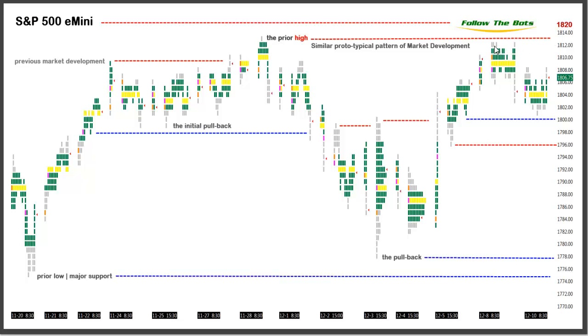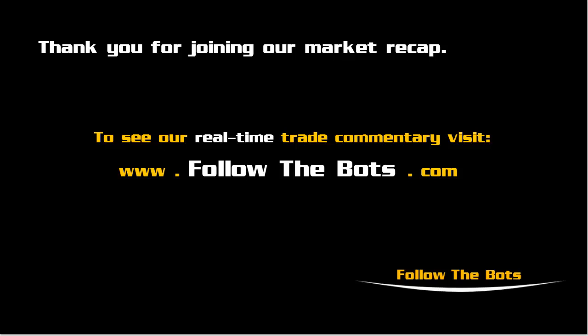Therefore, we will be paying close attention to the order flow events that are associated with the retest of the multi-year high. If the S&P fails to auction back to the multi-year high and pulls back down again to retest today's low, the probability would increase that the S&P would breach support at 1800 and potentially pull down to 1796. That concludes our recap for the S&P 500 E-mini.